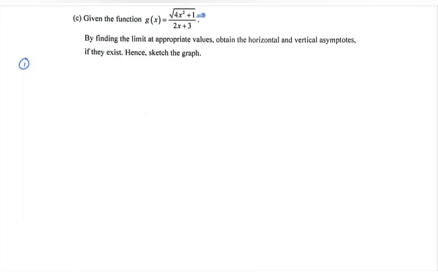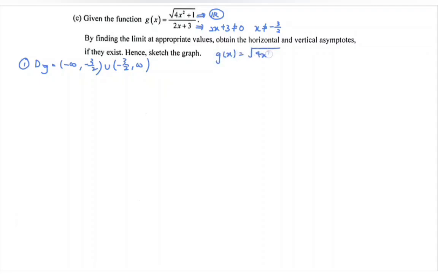If we refer to this part, we notice that we will have all real numbers. Continue, refer to the denominator and we notice that 2x plus 3 cannot be equal to 0. So x cannot be equal to negative 3 over 2. So the domain for g, we will have negative infinity until negative 3 over 2, union negative 3 over 2, infinity. So that is the situation given. So given the function, we have g(x) where we have the square root of 4x squared plus 1 over 2x plus 3.